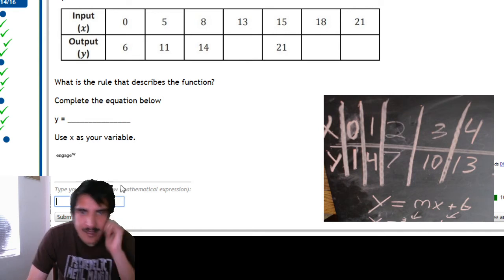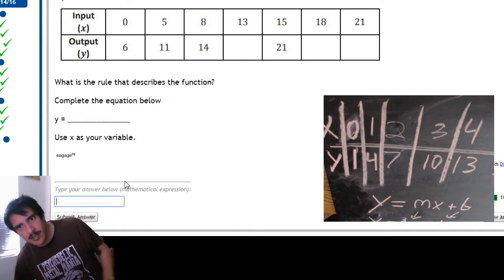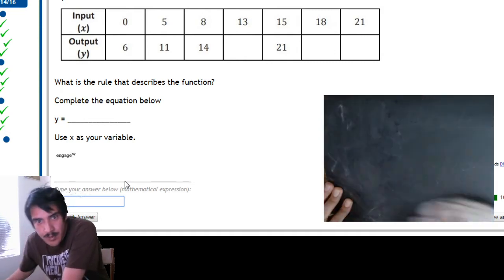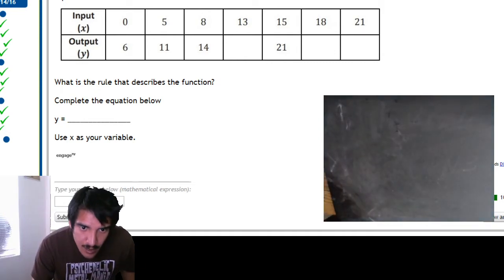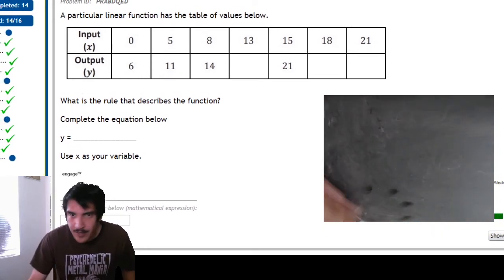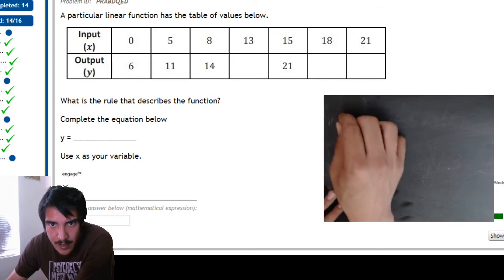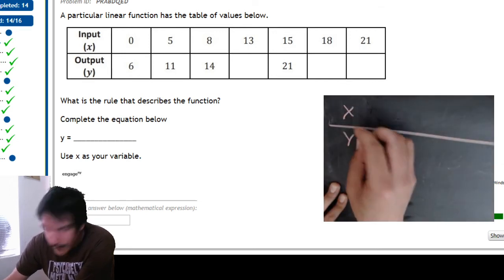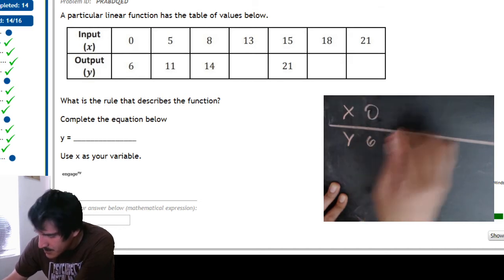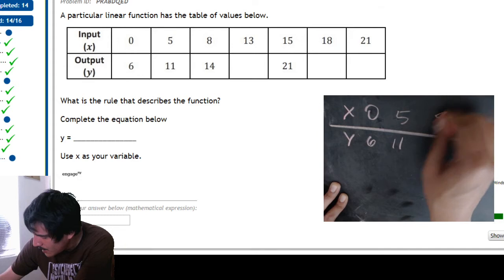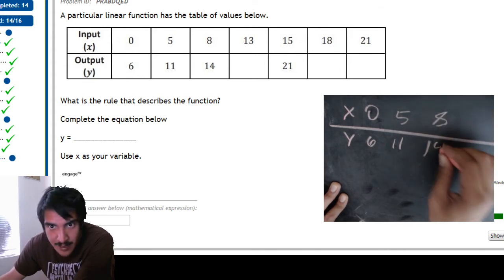Then it says to write the equation for this one. So this one's a new problem. Let me make sure you can see it. So we have a table of values that I'm going to copy. X and Y. And we get 0, 6, 5, 11, 8, 14.